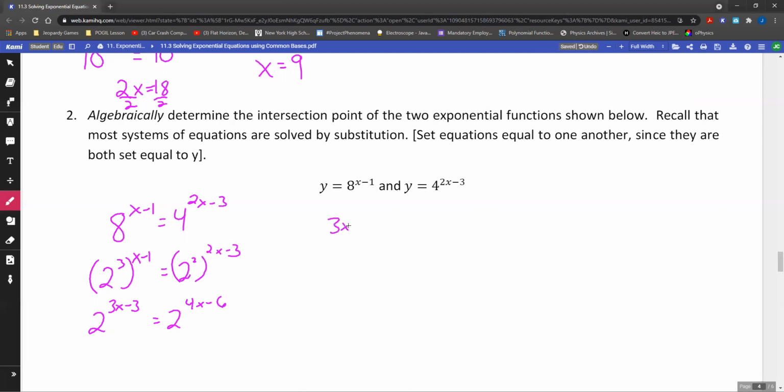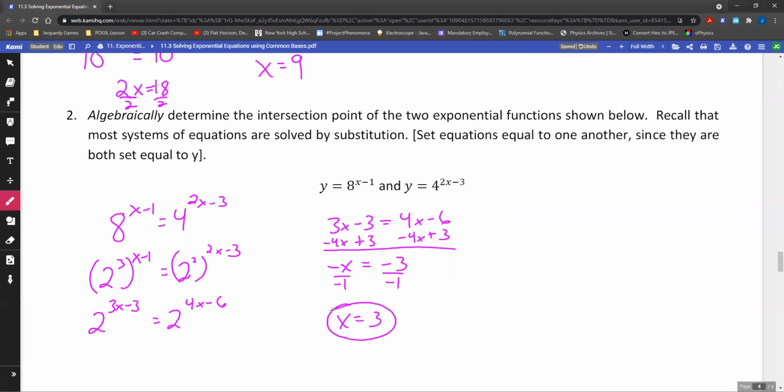Setting the exponents equal to each other. Add the 3 over. Subtract 4x over. I got negative x equals negative 3. Divide the negative out. And we have x equals 3.